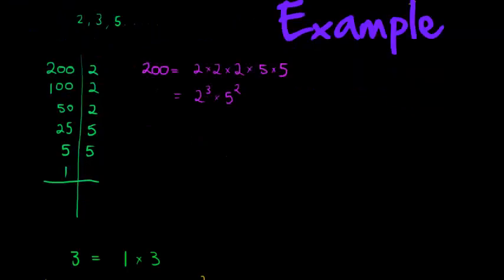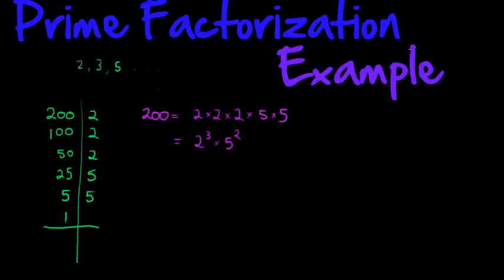Shall I do one more example? Let's do the number 510. Okay, 510 can be divided by 2. That gives me 255, I think. Yes, 255 cannot be divided by 2. It can be divided by 5, so since I can immediately see that, I can do it.